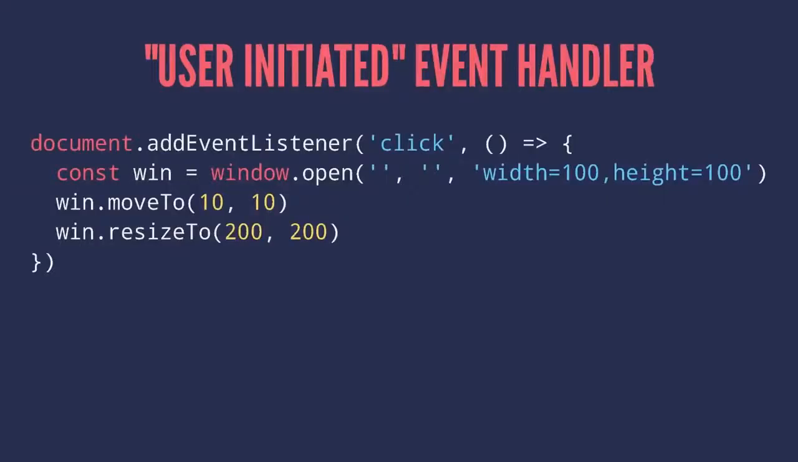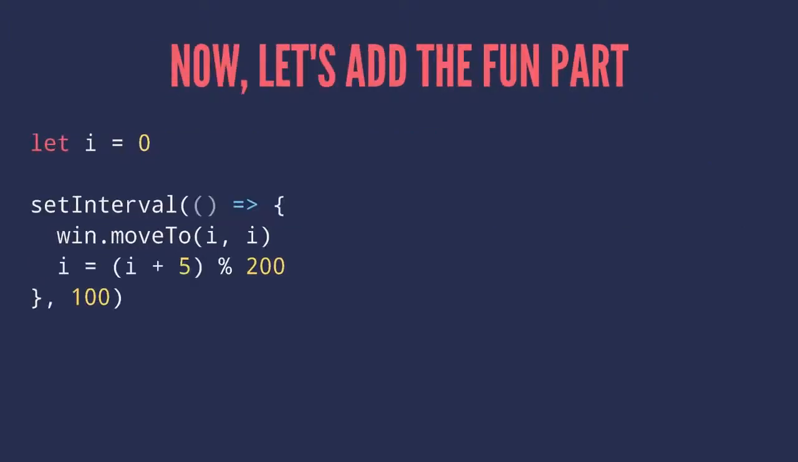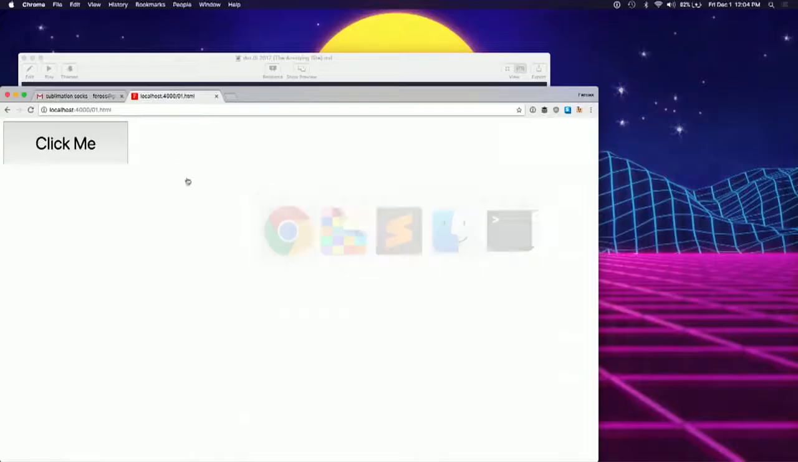But this doesn't work because of pop-up blockers. We have to open the new window in response to a user-initiated event in order to have the window open and not be blocked. In other words, from inside of a click or a key press handler. So this is how you do it. Simply make a click handler and then open the window inside. But here's the fun part. We want to move the window progressively in an interval. So let's take a look at how that works. I have a little page here that implements that. So if I click this, just like that.